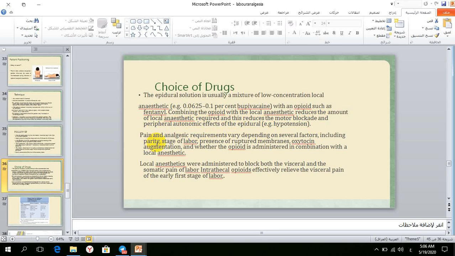The pain and analgesic requirements vary depending on several factors including parity, stage of labor, the presence of ruptured membranes, oxytocin augmentation, and whether the opioid is administered in combination with local anesthetic. Local anesthetics were administered to block both the visceral and the somatic pain of labor. Intrathecal opioid effectively relieves the visceral pain of the early first stage of labor.